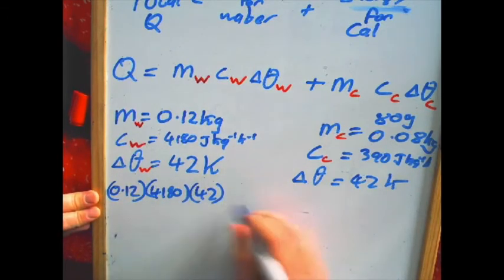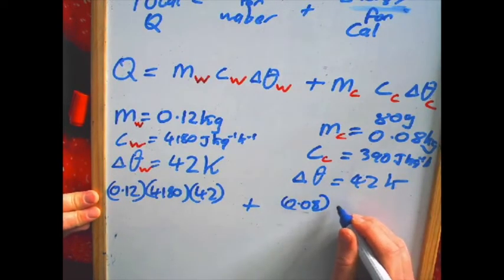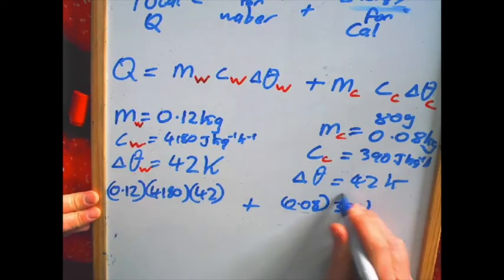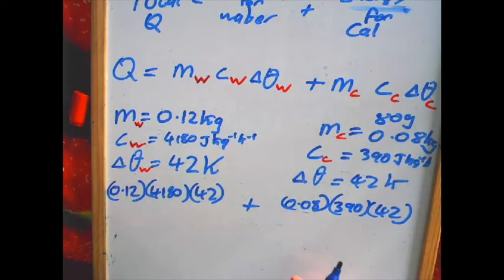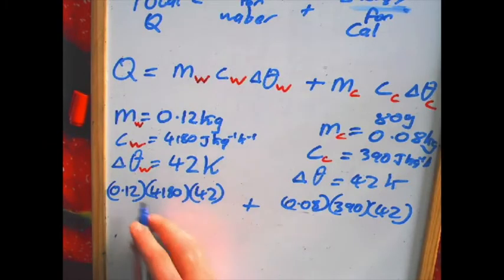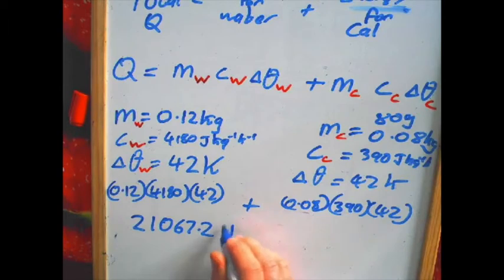So the mass is 0.12. The heat capacity of the water is 4180. That's joules per kilogram per Kelvin, times 42. Plus, and over here we have 0.08 times the heat capacity of the copper, which is 390 joules per kilogram per Kelvin, times the temperature difference of 42.